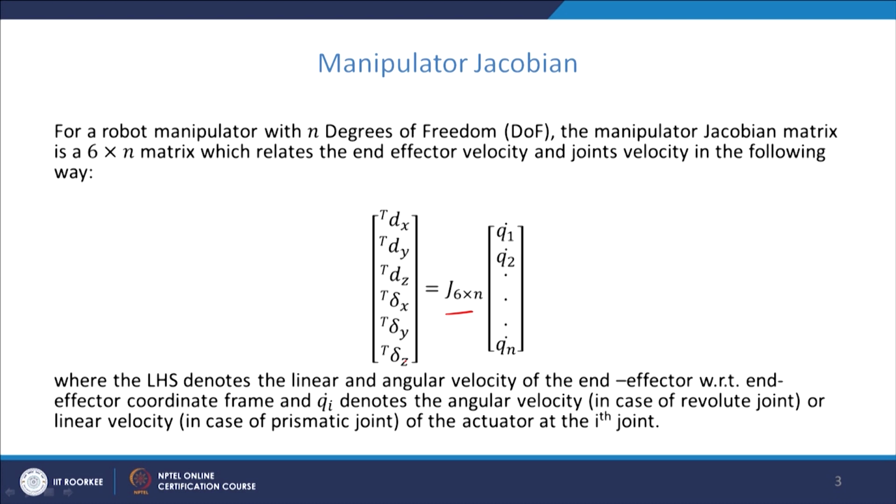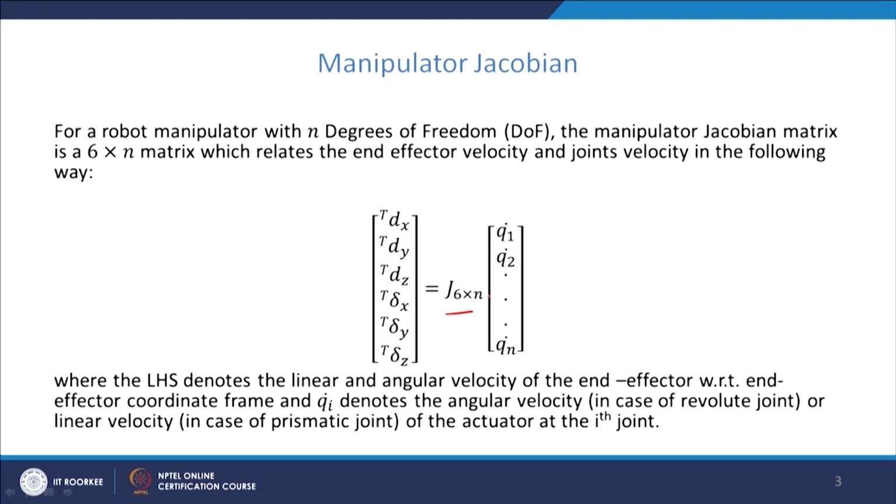Its linear and angular velocities are given in the left side. Or we can also see in many practical problems, if you are interested in moving the end effector with a particular velocity, this left hand side velocity, then how much angular velocity should be given at each actuator can be calculated by this relation. By solving this system of equations, we can get q1 dot, q2 dot, etcetera as the solution. So this will be very useful in a real life situation where we want to control a robot manipulator for a particular end effector velocity. How to find this Jacobian matrix is what we will see in this particular lecture.